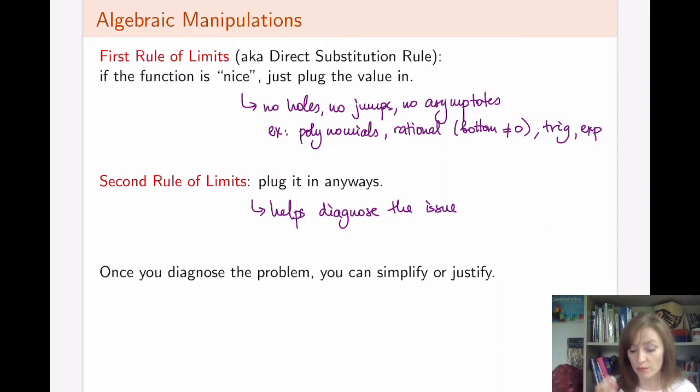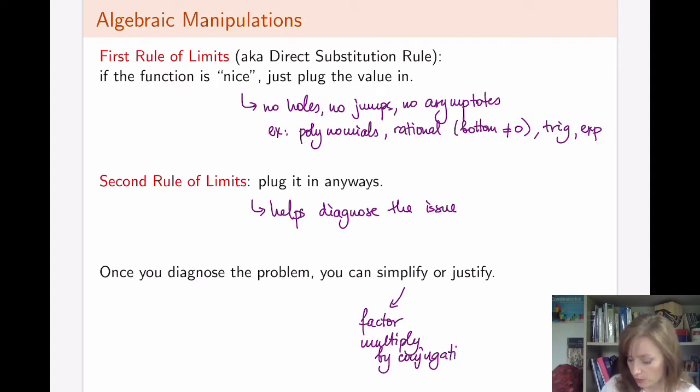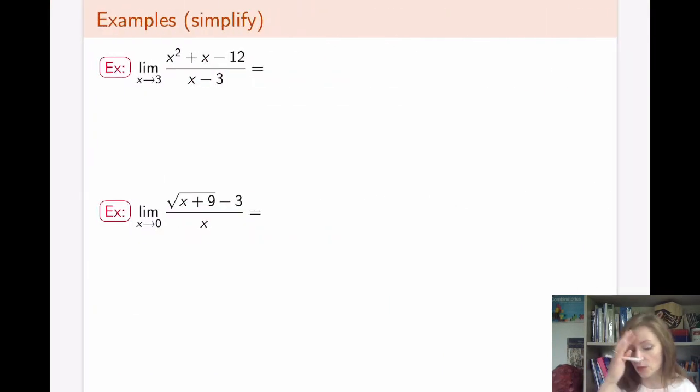Once you diagnose the problem, there are a couple of ways to actually target the issues. You can try to simplify an expression. So it's things like factor things out or multiply by a conjugate are the two most common techniques. Or we can try to justify or reason out why a limit is a certain value. Okay, and we'll see examples of both shortly. So let's take a look at the first one, where we have a rational function and we're asked to compute the limit at 3. So again, first rule of limits, plug it in.